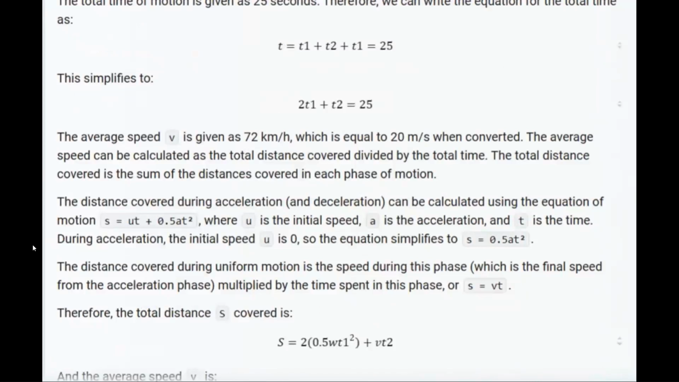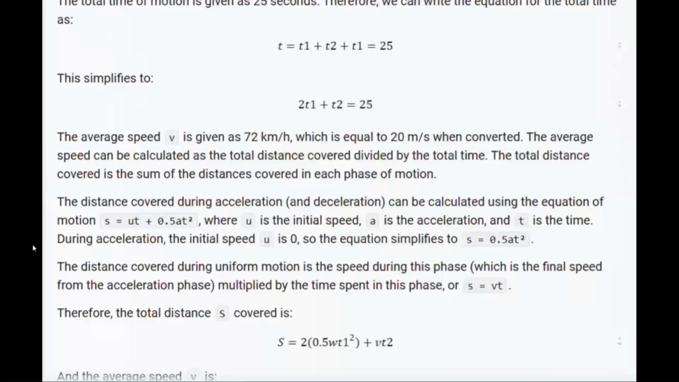The average speed can be calculated as the total distance covered divided by the total time. The total distance covered is the sum of the distances covered in each phase of motion. The distance covered during acceleration and deceleration can be calculated using the equation of motion s equals ut plus 0.5at², where u is the initial speed, a is the acceleration, and t is the time. During acceleration, the initial speed u is 0, so the equation simplifies to s equals 0.5at².